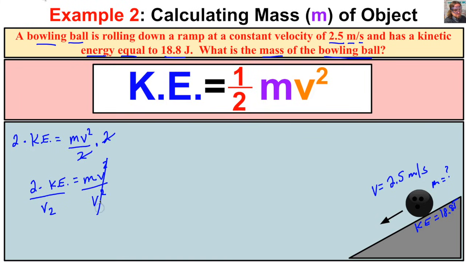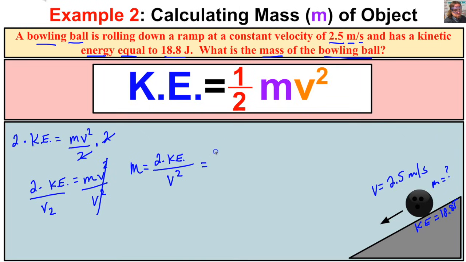V squared now cancels over here. And so to get the mass of this bowling ball, we take 2 times the kinetic energy, and then we're going to divide by the velocity squared. So let's go ahead and plug these numbers in and make sure that the kinetic energy is in joules first, which it is. Let's make sure the velocity is in meters per second, which it is. So we can just start plugging numbers in.